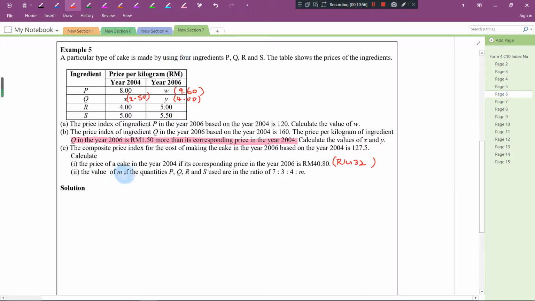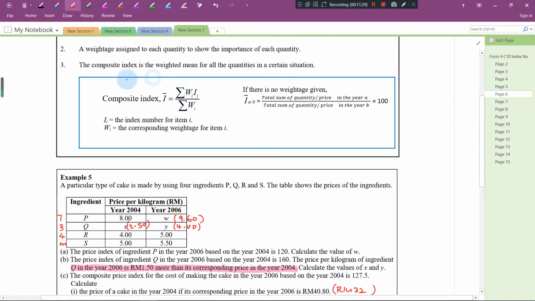The value of M if the quantities P, Q, R, S used are in the ratio of 7, 3, 4, and M. We are still using this because this part is under part C, right? So we are still using this composite index, which is equal to 127.5. So these are all the weightage for the ingredients P, Q, R, S. Now we have the weightage, I'm going to use this formula.